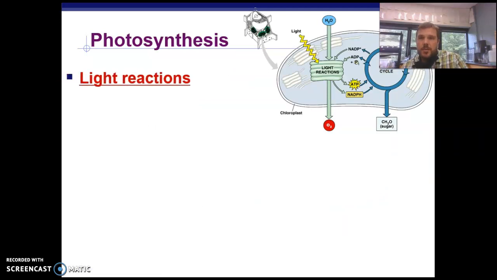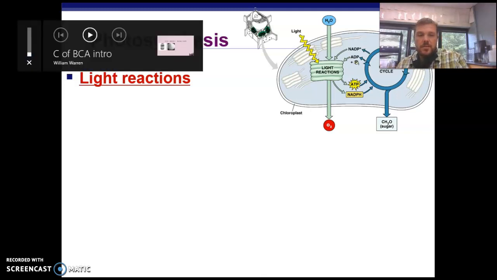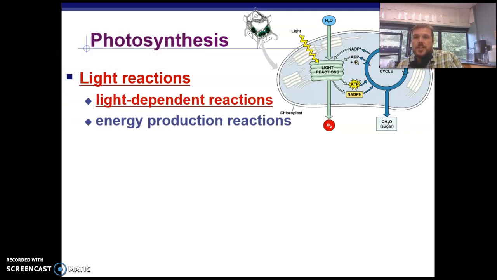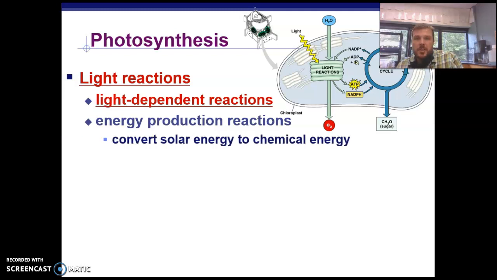In general, photosynthesis is composed of the light reactions, and that's where energy production is going to happen. We're going to convert solar energy into chemical energy, which has to happen or we can't be alive. The products are going to be ATP and NADPH. Get used to hearing those letters for those compounds because they come up a lot in biology.